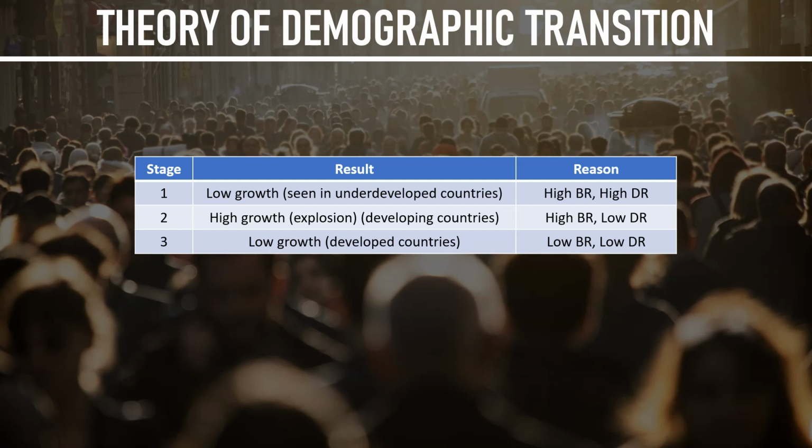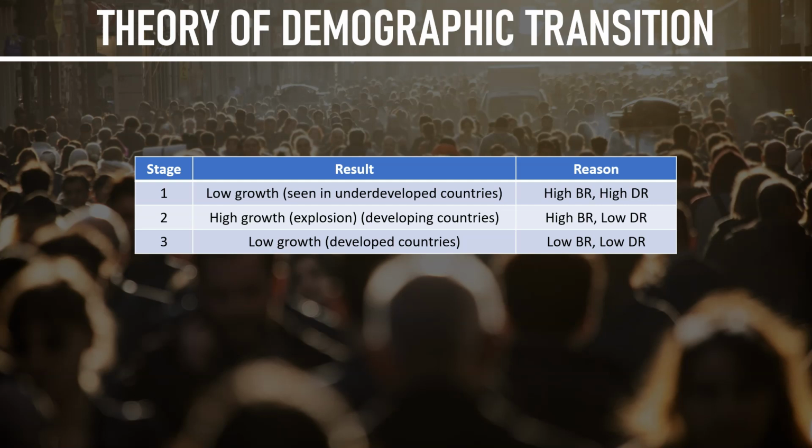This theory divided the population growth into 3 stages. The first stage resulted in low growth of the population, which is seen in underdeveloped countries. And the reason was because of high birth rates and high death rates. So birth rate refers to the number of births per 1,000 people in the population, and death rate refers to the number of deaths per 1,000 people in the population.